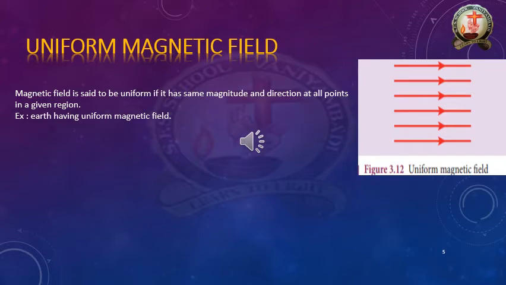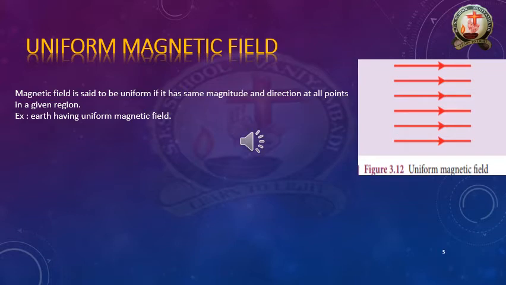In these conditions, we should call the magnetic field a uniform magnetic field. Once again I am telling you, a magnetic field is said to be uniform if it has the same magnitude and direction at all points in a given region.